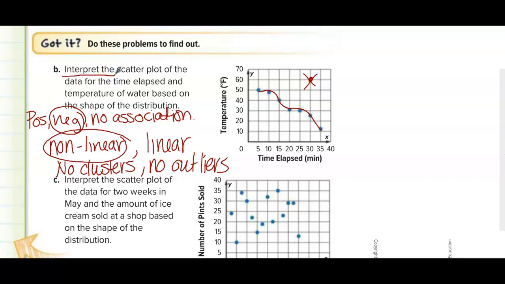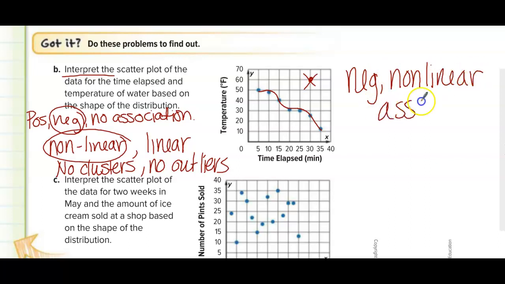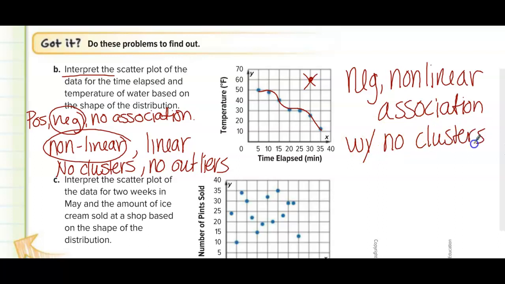So we would say as our final answer, it is a negative, nonlinear association with no clusters or outliers.